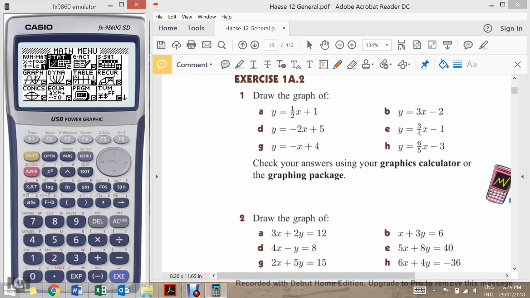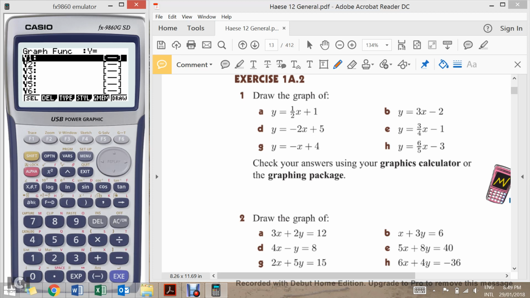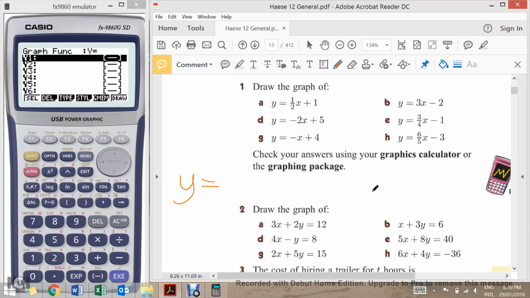On the Casio, we want to go down to graph, and TI should be similar to that. You select your graphing function, and here we've got all the different graphs we can make. So we're just going to go with y1, and it's basically y equals. y1 just means y equals. So we start typing in the equation after that. Problem is our equation here is in the form 3x plus 2y equals 12. We want it in the form y equals something. So we're going to have to do a little bit of rearranging.